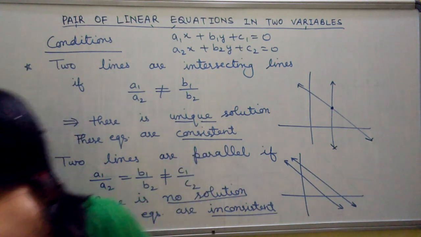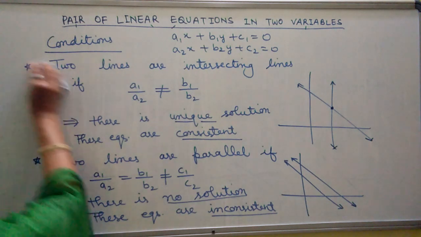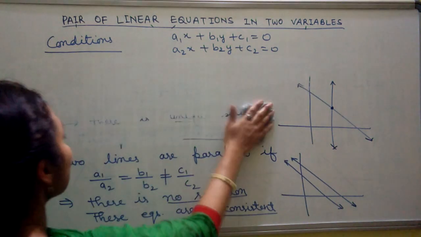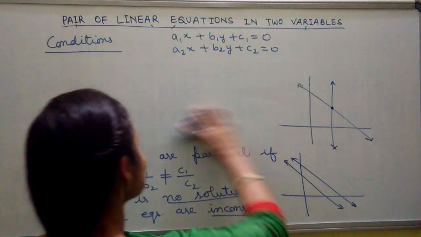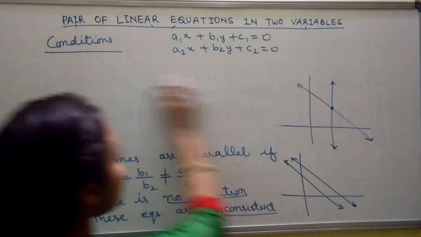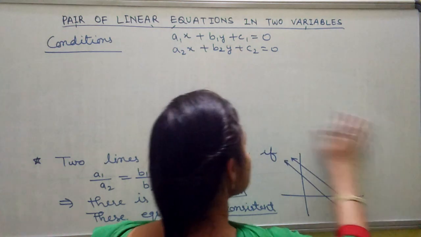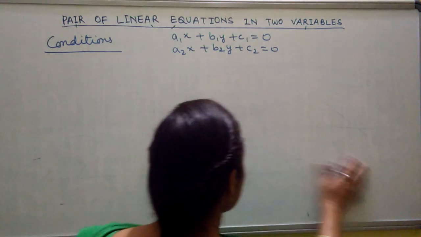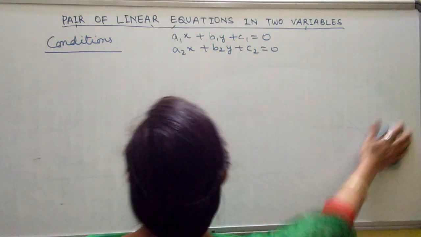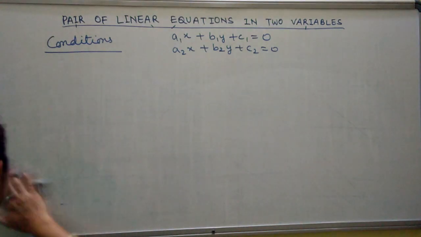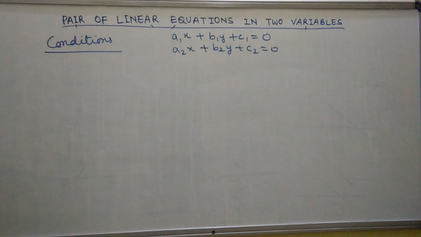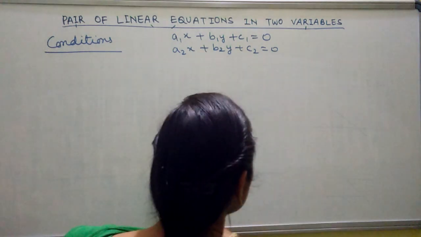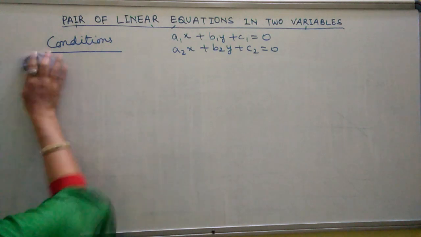Okay, come to the third condition. What is that condition? The third condition is two lines are coincident lines. Coincident lines, that means they lie on the same line. There is nothing changed. Either you put any two different points, in that case the points lie on the same line.